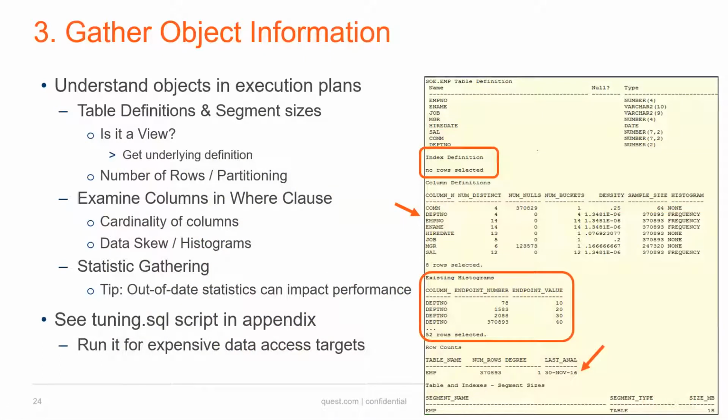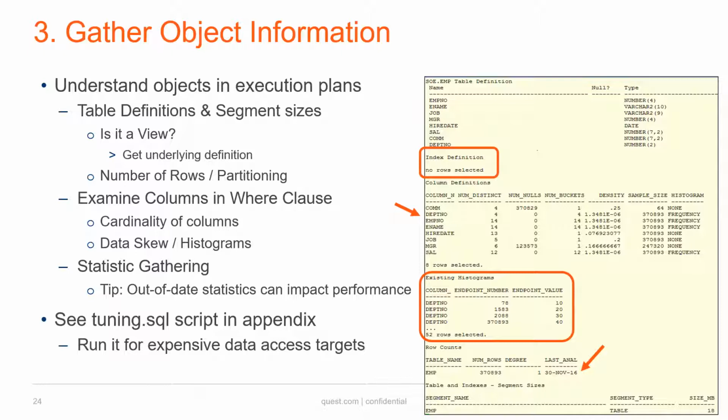Okay, so we found our SQL by monitoring wait time, and we got a good idea of our expensive objects in the execution plan where we want to focus. Now my tip number 3 is gather object information. And when you do this, what you really want to do is understand the expensive objects in the execution plans. You want to get the table definitions, the segment sizes, and you've got to figure out is it really a table? It might be a view, and then you have to look at the underlying definition.